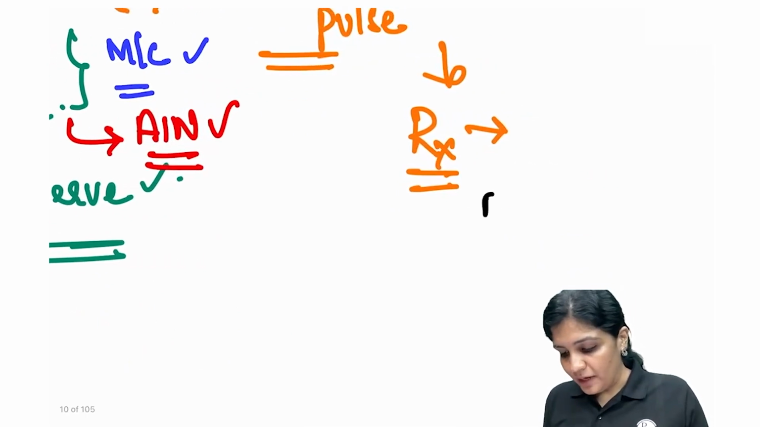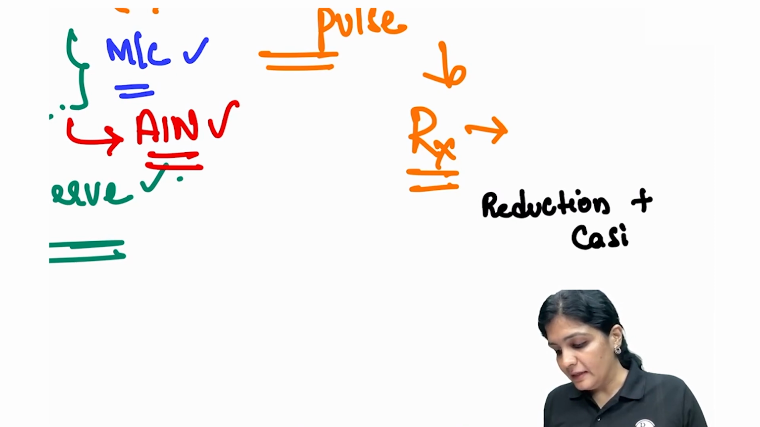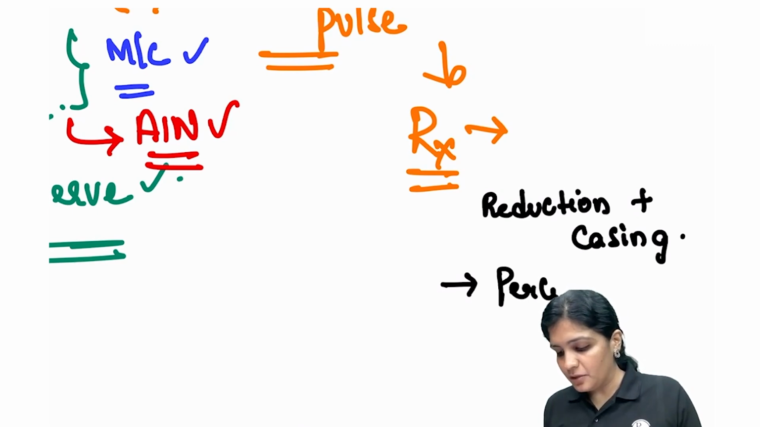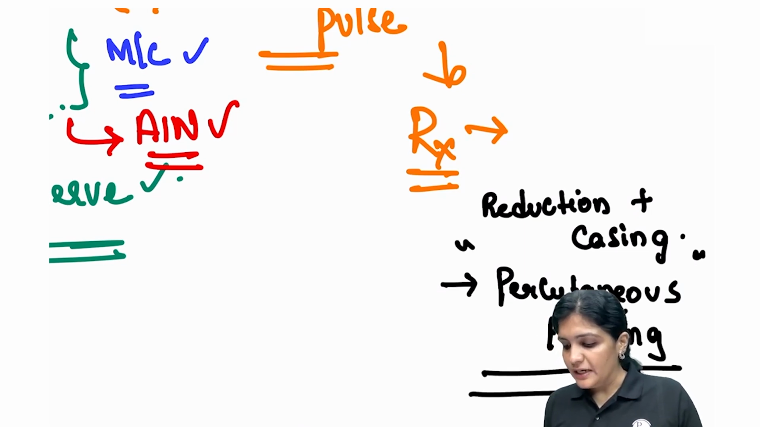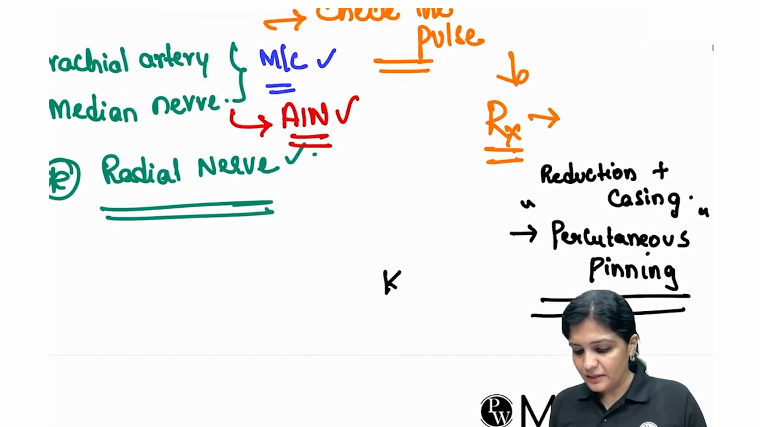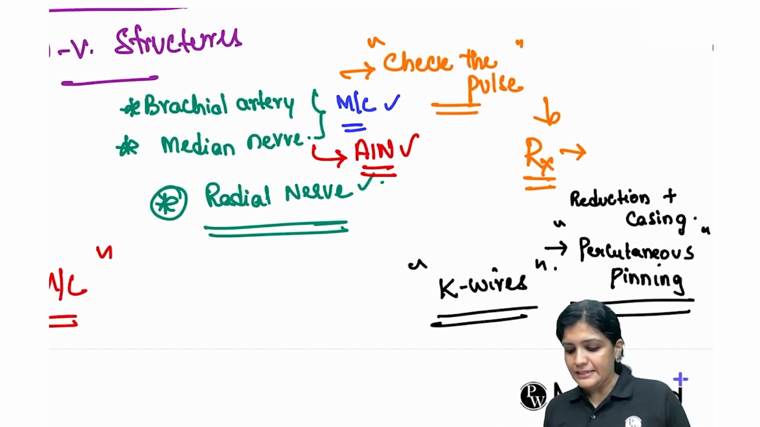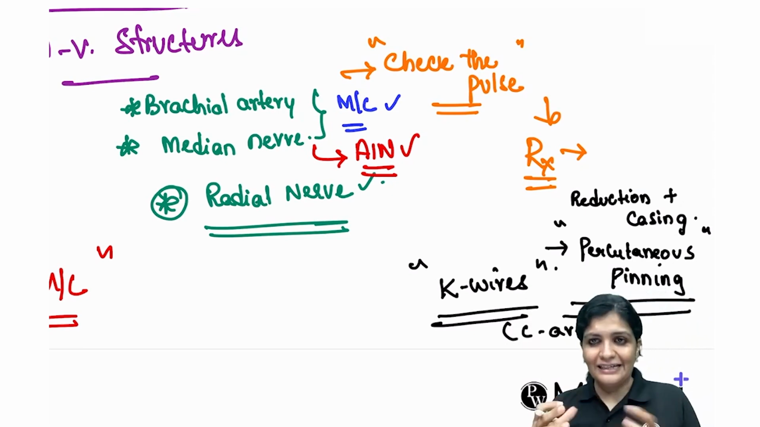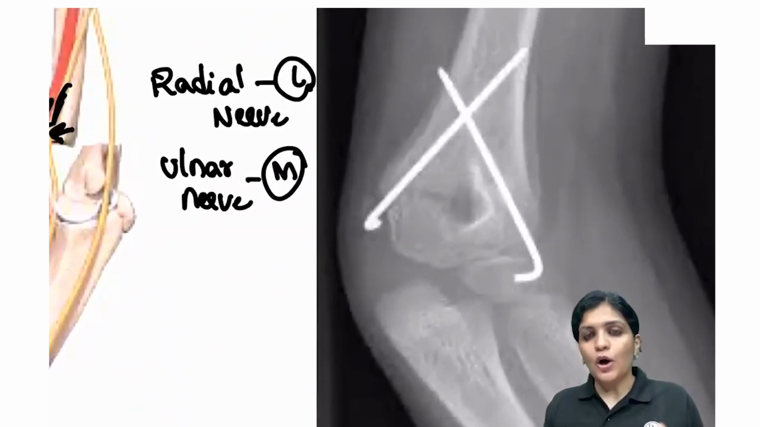so what you do is you reduce it, that is reduction plus casing. Because it is a notorious fracture, you will go for percutaneous pinning. Just reduction will not maintain it. So you do what is called percutaneous pinning. That is nothing but K wires which are introduced directly through the skin under the C-arm. So what is the C-arm? It is nothing but the radiology. The X-ray machine which is present inside the theater is in the shape of a C, hence called the C-arm. And under the C-arm you see and you do this cross pinning.